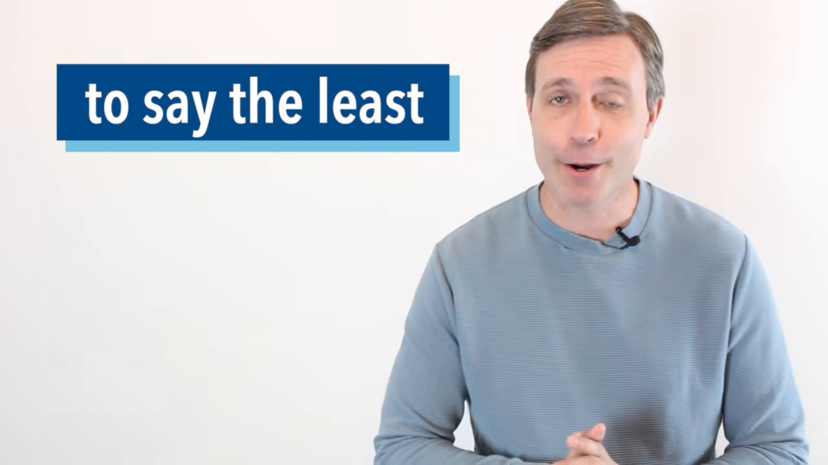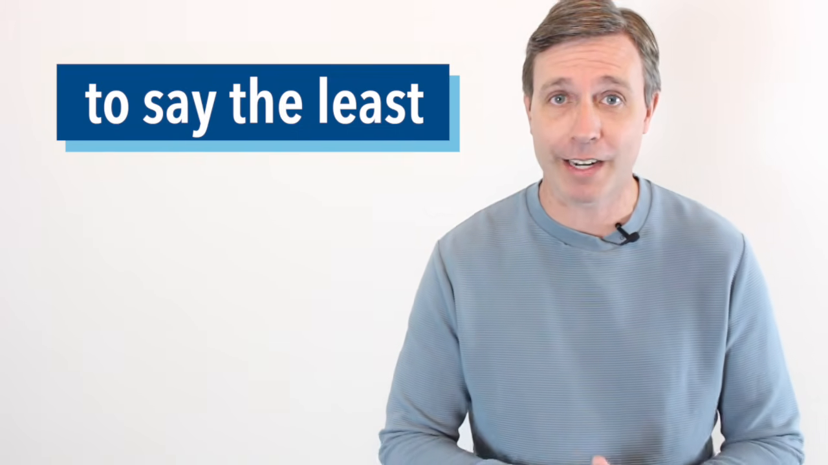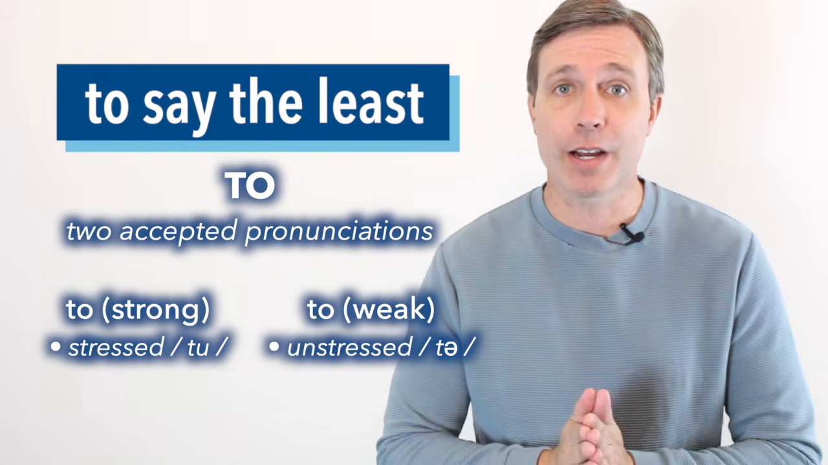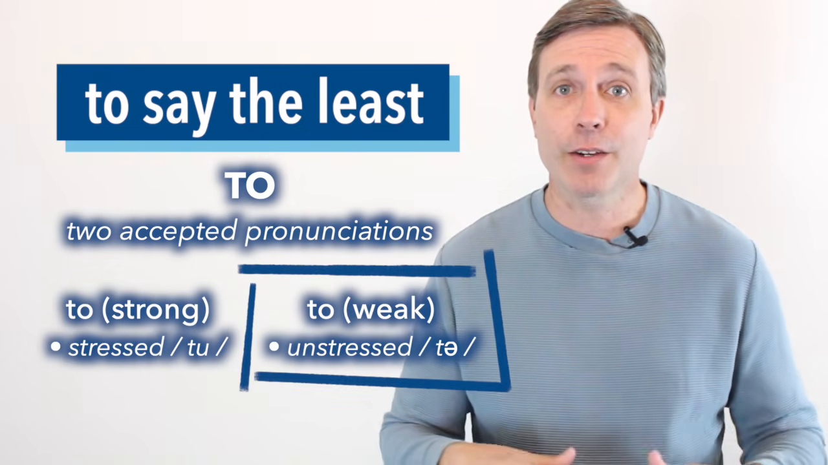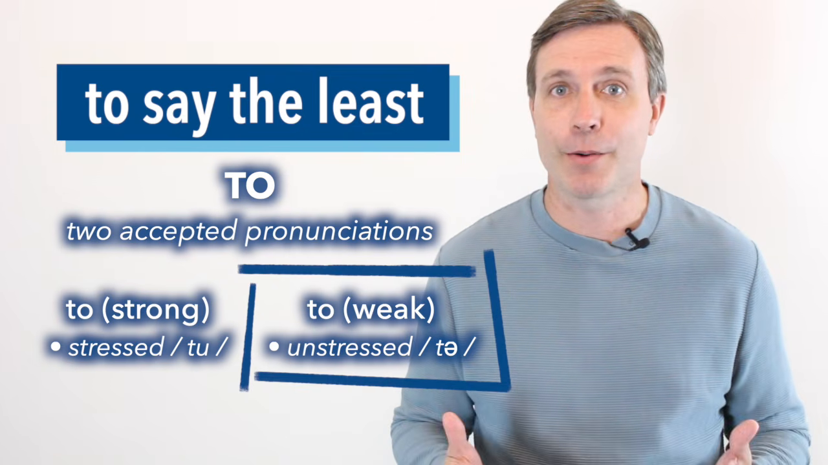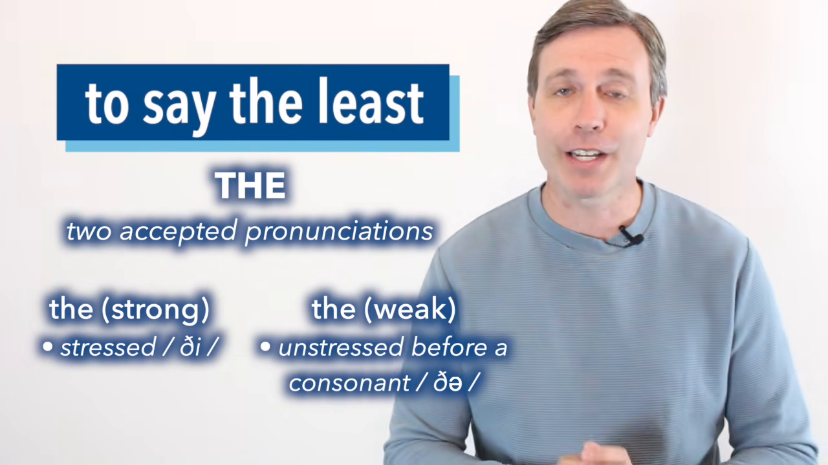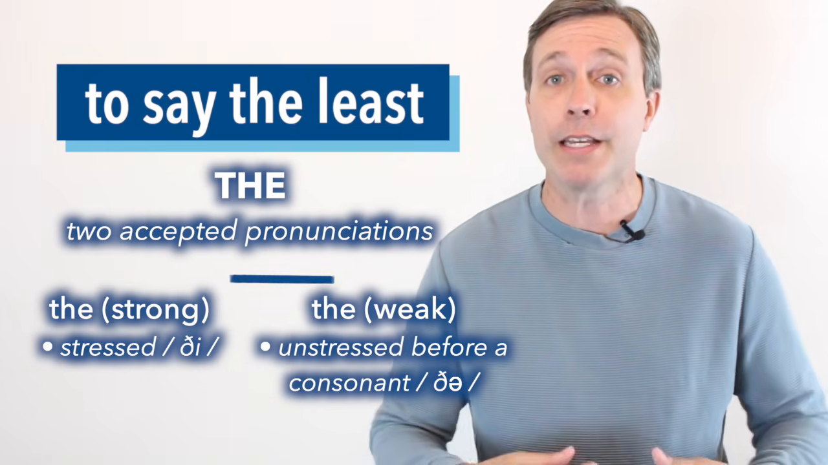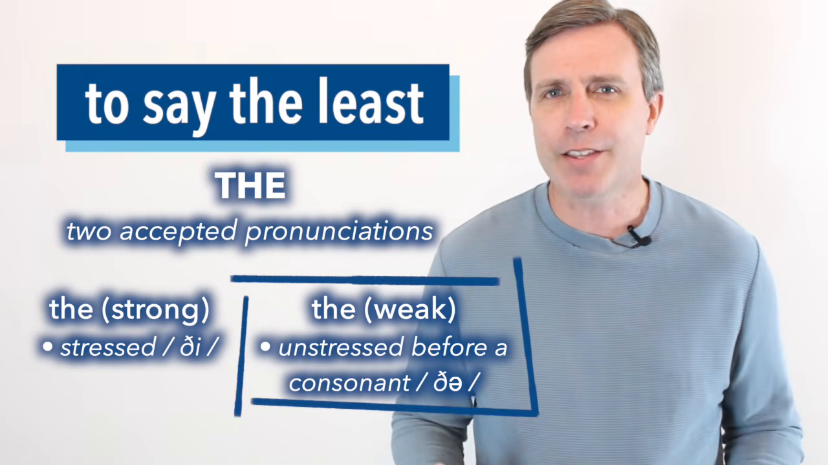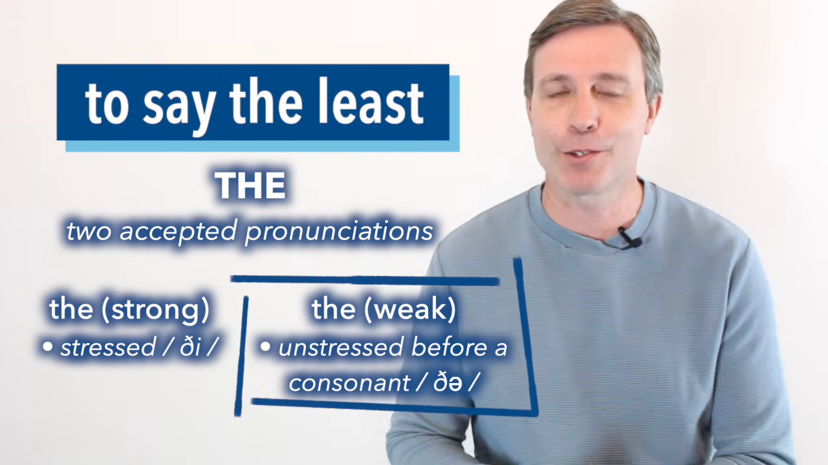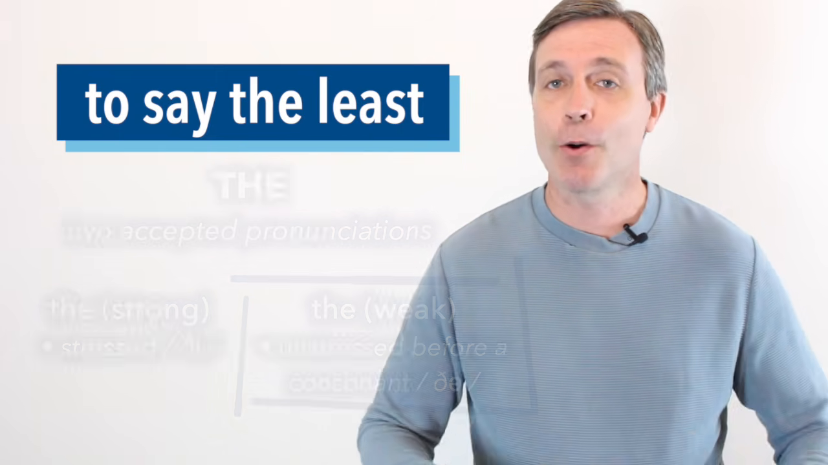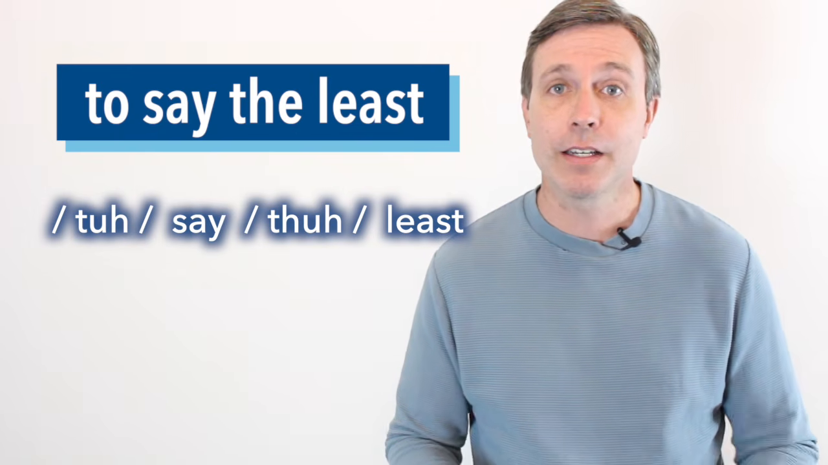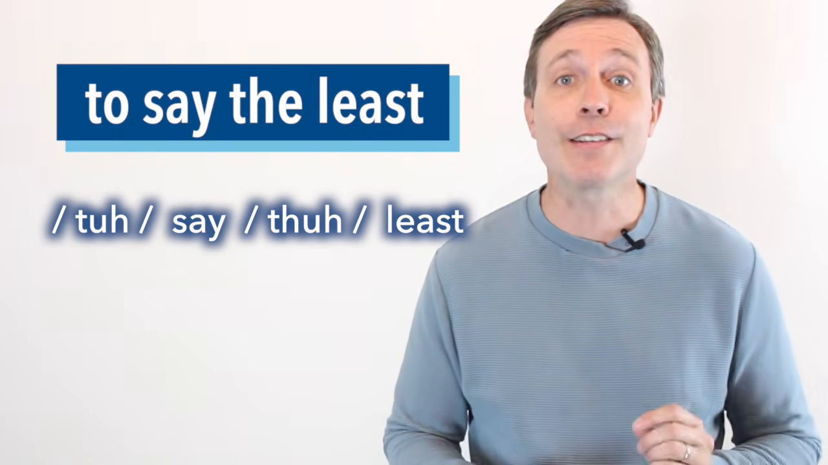When pronouncing this, there are two unstressed words that I'd like to point out. The first one is to. So when it's unstressed, it's going to sound weaker, and it'll sound like t with that schwa sound. The other unstressed word is the article the, and this is because it comes before a word that begins with a consonant sound. And I think the article is commonly pronounced with that schwa, the. So altogether, it's going to sound like to say the least. To say the least. Just listen for it.